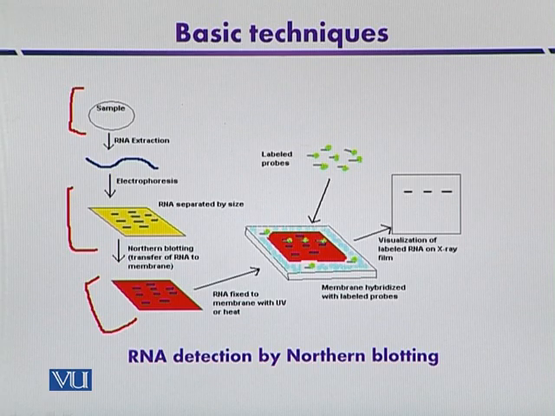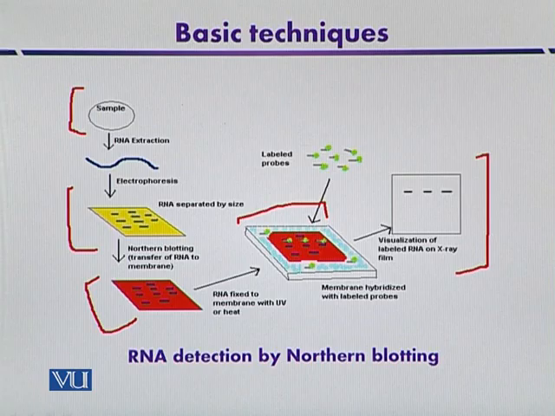the nitrocellulose membrane is then placed in a solution of probe here, and when the hybridization process occurs due to complementary bases, then in the final step the hybridization can be detected by autoradiography. So this is an overview of RNA detection by northern blotting.